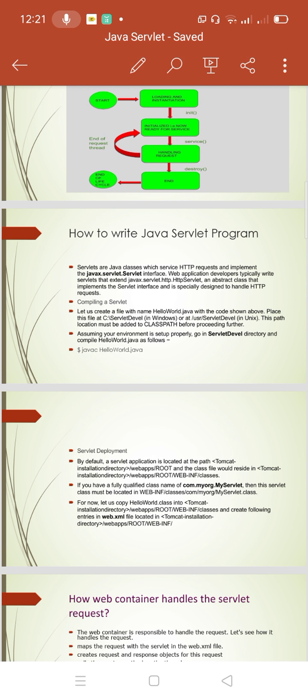So we are discussing this particular part, how to write this particular servlet.